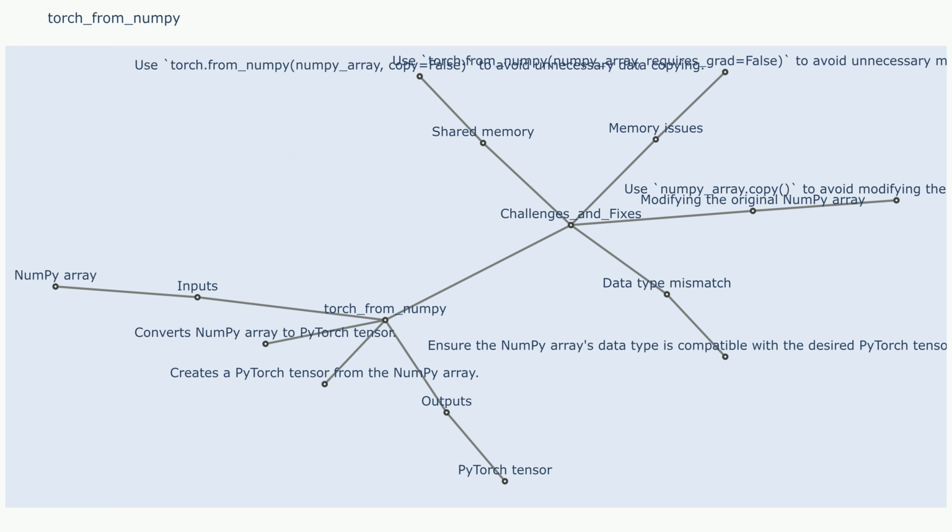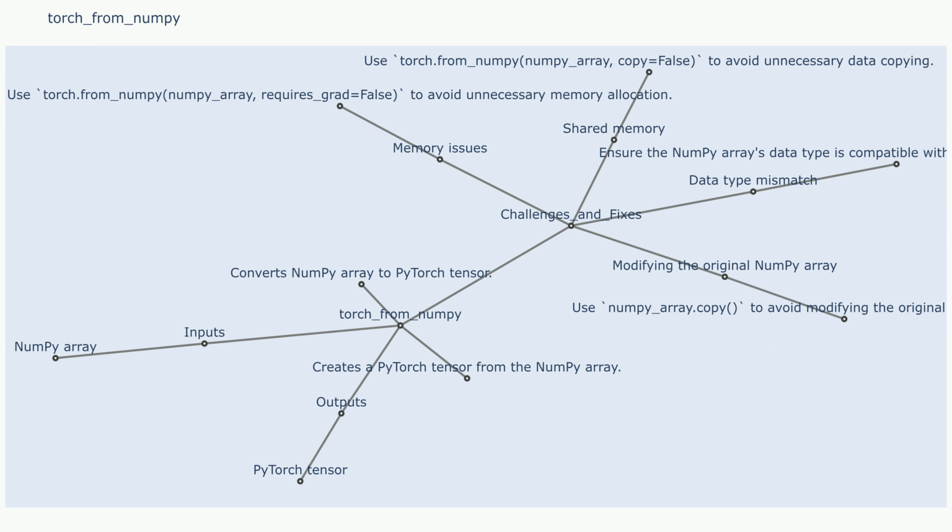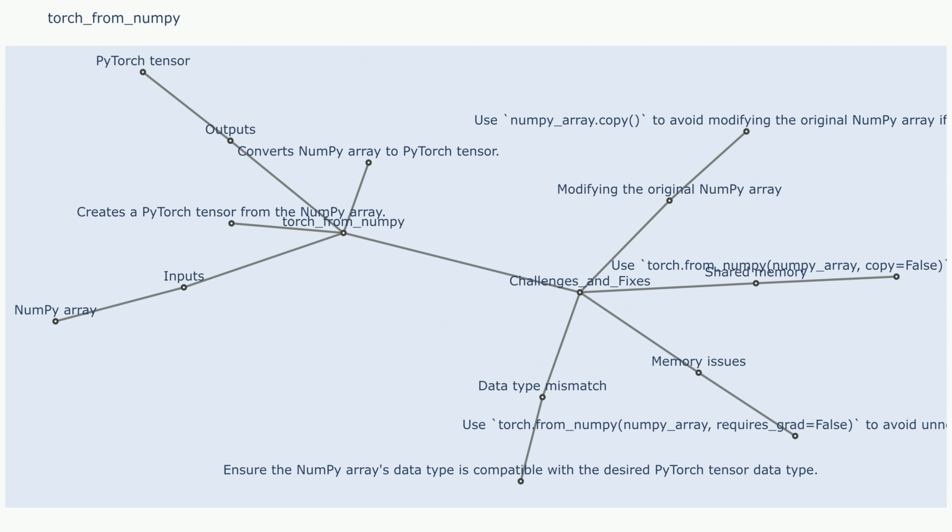Fixes: specify the desired data type using the dtype argument in torch from NumPy. For example, to convert the NumPy array of complex numbers to a PyTorch tensor of complex numbers, you would use torch.from_numpy(array, dtype=torch.complex64).